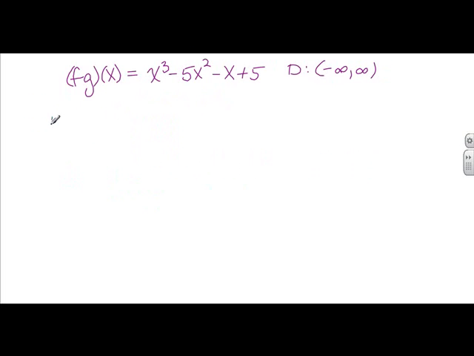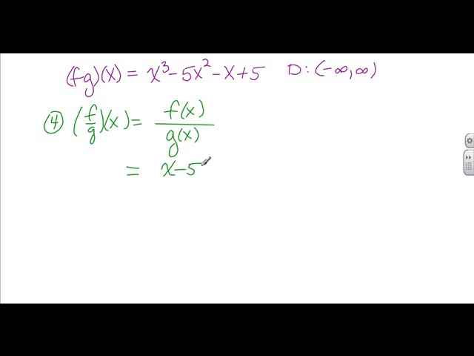Okay, you also may be asked to find a quotient, f divided by g of x. So that's simply going to be function f of x over function g of x. So we're looking at the quantity x minus 5 divided by the quantity x squared minus 1. And if you can reduce your fraction at all, that's fine. This one does not reduce.